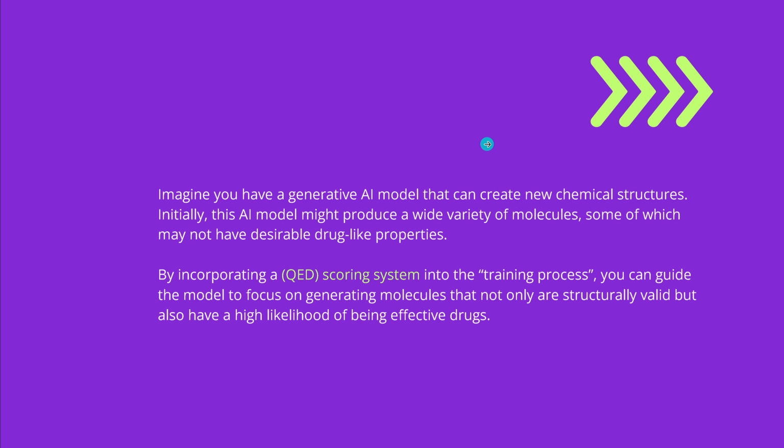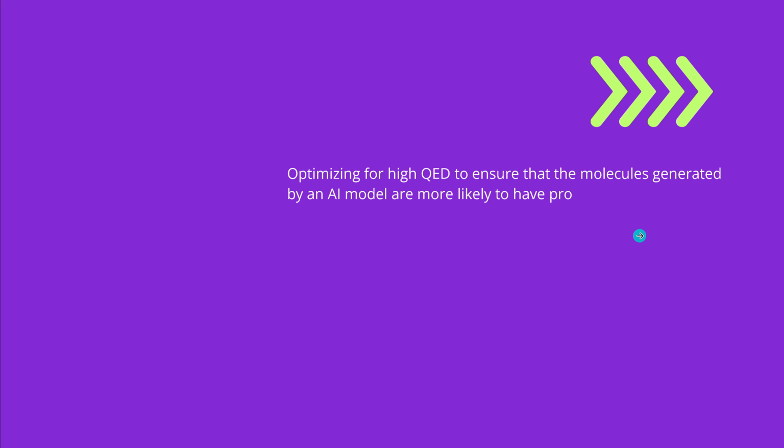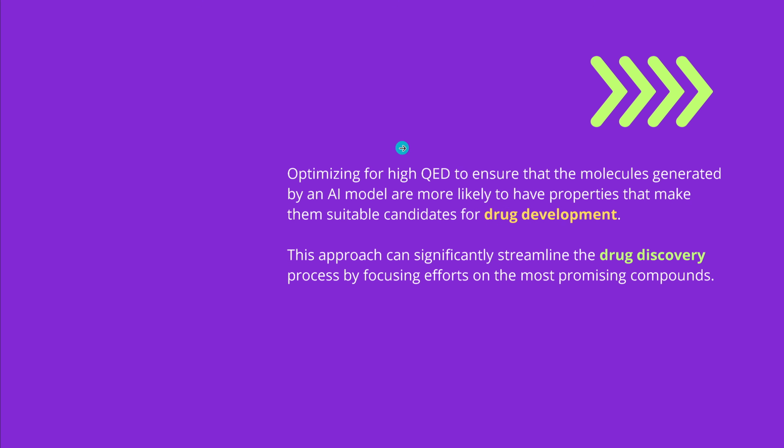Imagine you have a generative AI model and can create new chemical structures. And this AI system might produce a wide variety of molecules, some of which may not have desirable drug-like properties. But by incorporating now a scoring system into the training process of this AI, we can now guide the model to focus on generating new molecular compounds that are not only structurally valid and stable, but also have a high likelihood of being real effective drugs. Wouldn't that be great?